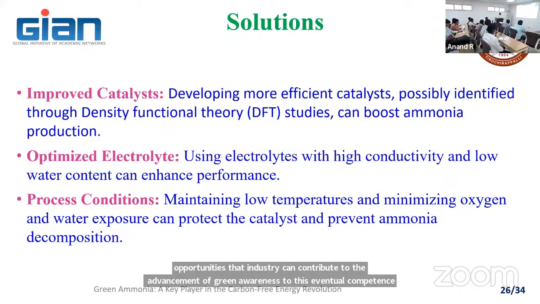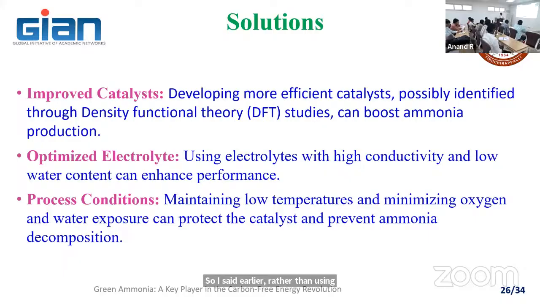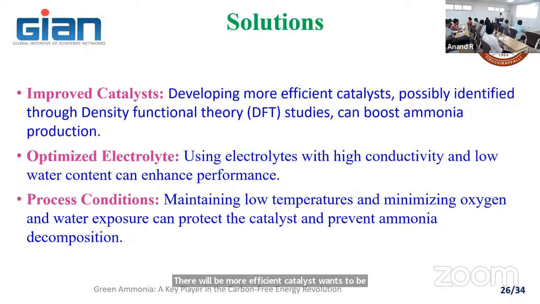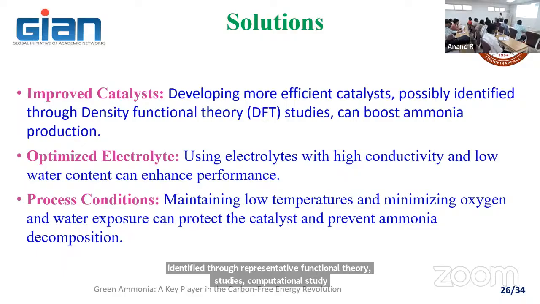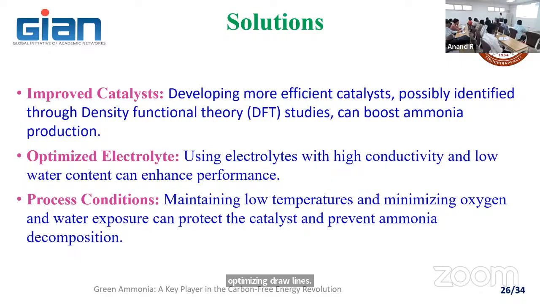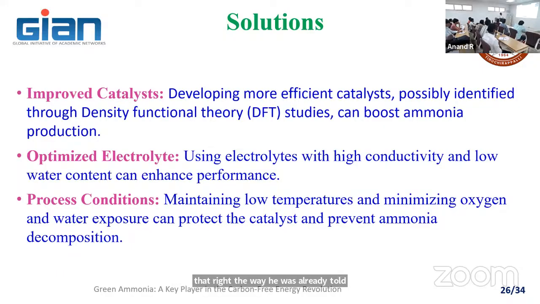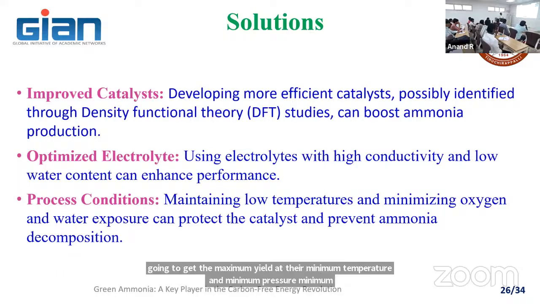So I said already, rather than using different catalysts or selecting the best catalyst, developing more efficient catalysts, possibly identified through density functional theory studies, computational study, can boost the ammonia production. Optimized electrolytes: how much quantity of the catalyst and electrolyte can be utilized for enhancing the performance. Need to optimize it. There are several optimization tools available to optimize the several parameters. People are now moving towards artificial intelligence, making use of a tool for doing several processes without experimentation. Then process conditions: we need to ensure that we get the maximum yield at minimum temperature, minimum pressure, minimum water consumption, and also a low cost catalyst to produce the ammonia.